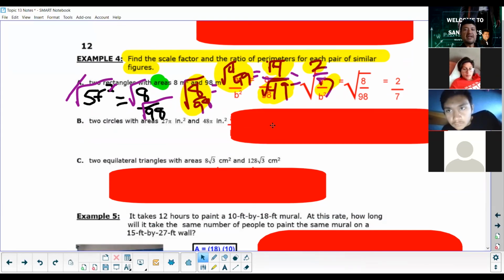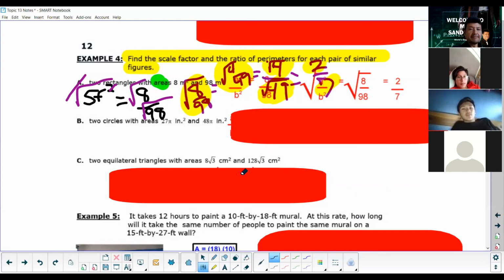So, Marcus, go ahead and lead us through this one. What would I do in this one? Okay, so 2 circles, the areas of 27 pi and 48 pi. So we would just square root them again because they're both squared, inches squared.